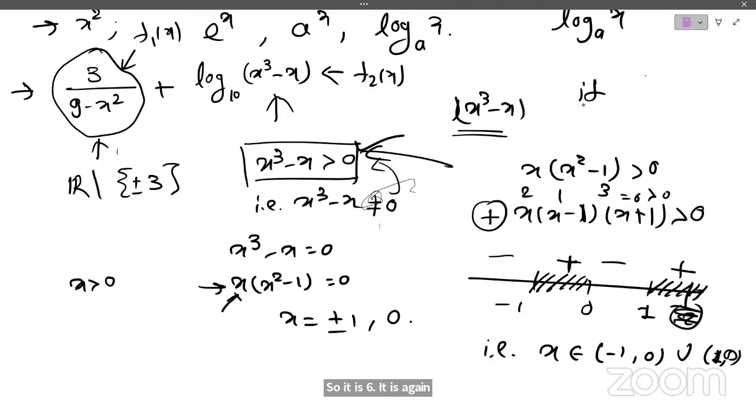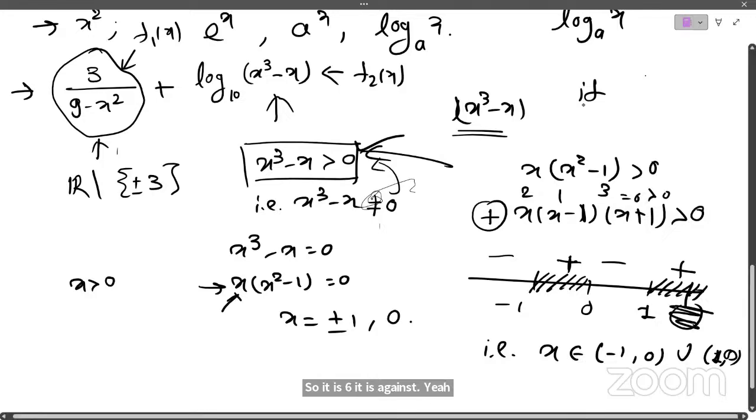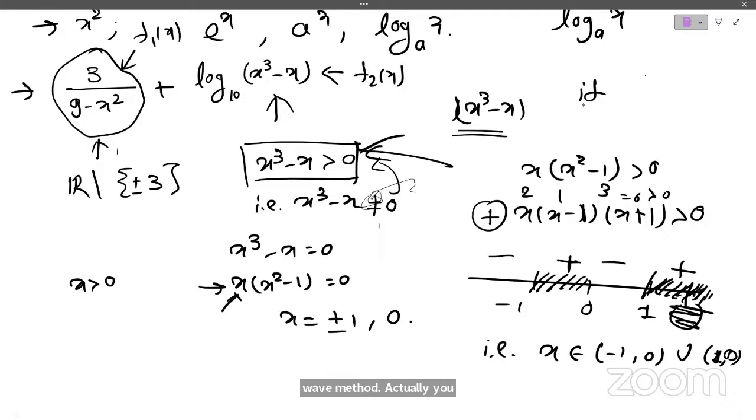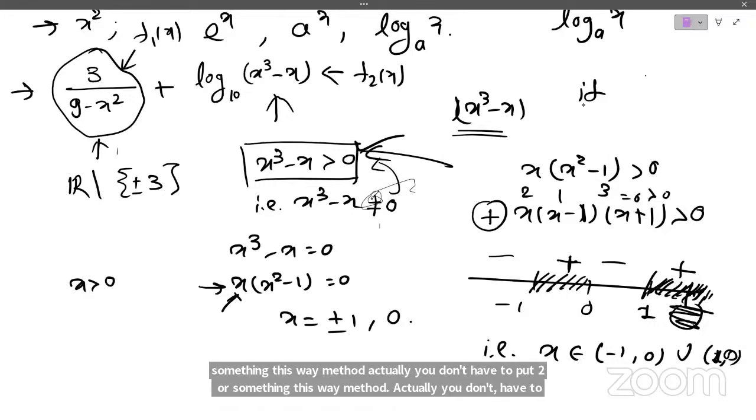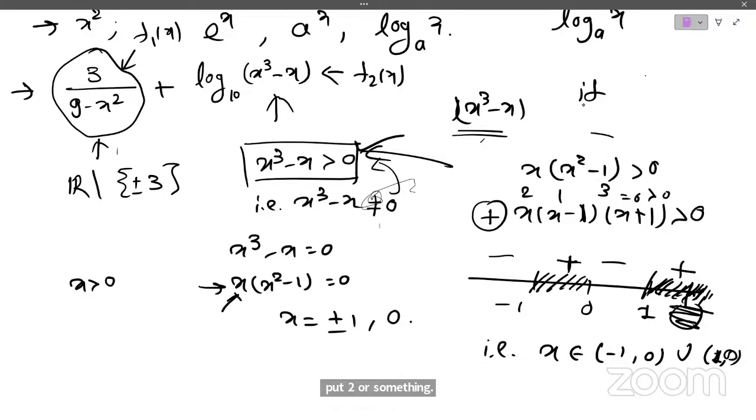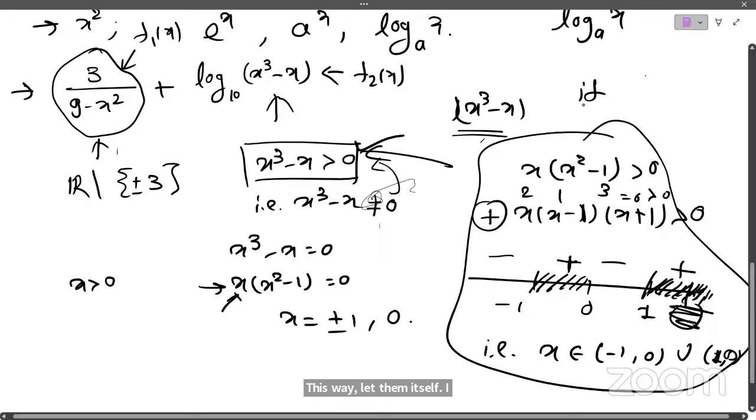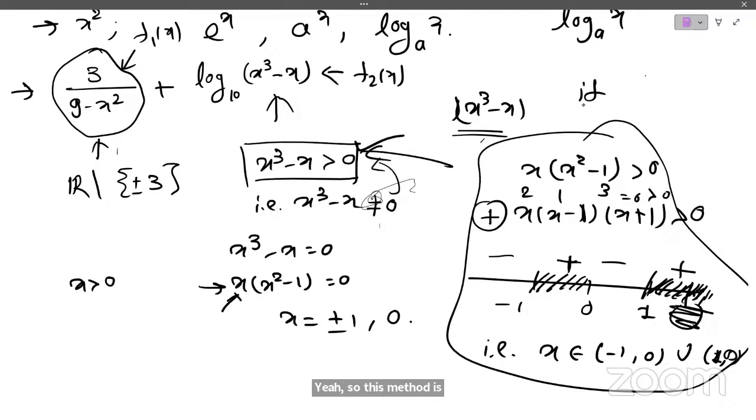Actually, you don't have to put 2 or any number. The wave method itself tells you that whatever points lie ahead of 1, your expression is positive. So this method is helpful. If you want, we can discuss it for linear functions for finding the domain. Yes, the wavy curve method, correct.